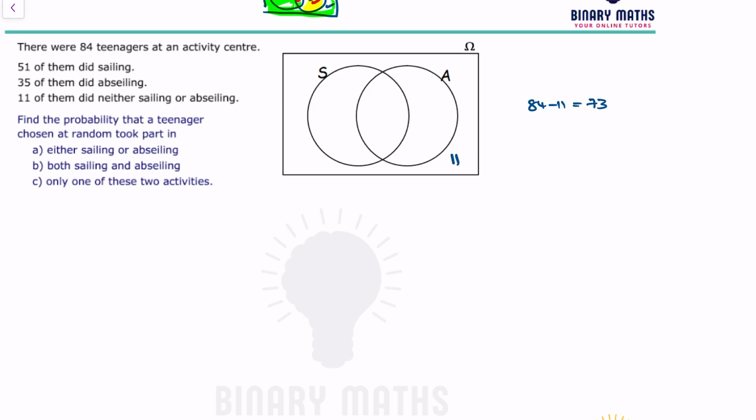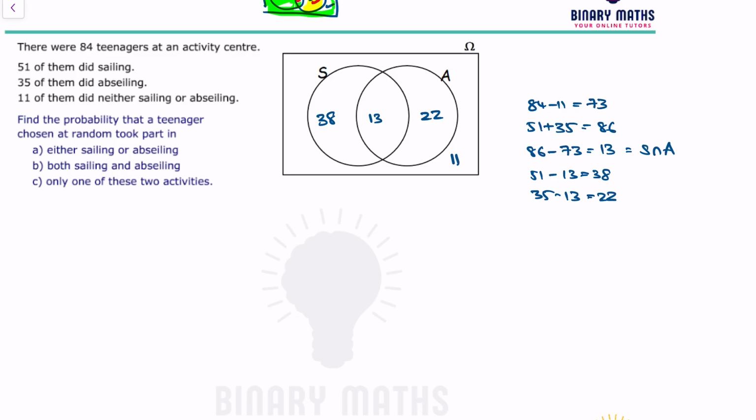Okay, but if we add 51 and 35 together, we are getting 86. So we're getting an extra few. So these must be in the intersection. So 86 take away 73 is equal to 13 is S intersect A, because those are the parts where they've been counted more than once. So this is 13. 51 take away 13 is equal to 38. So that part must be 38. And 35 take away 13 is equal to 22. So we must have 22 here. So the Venn diagram has been filled in.